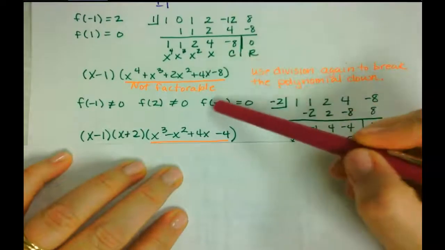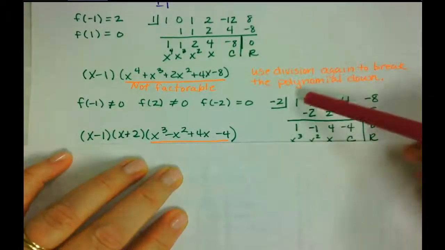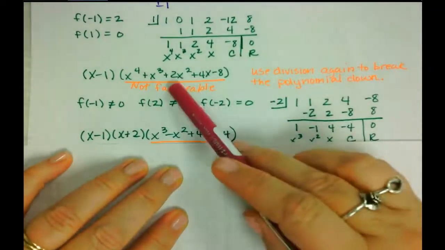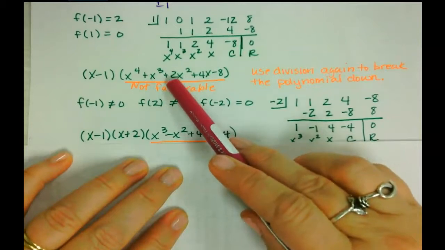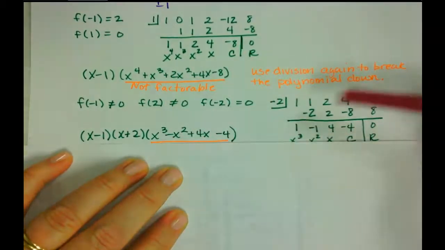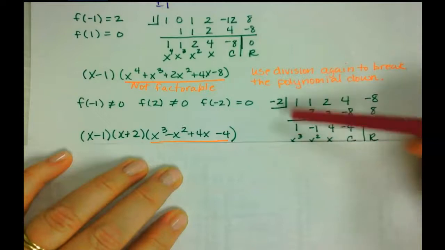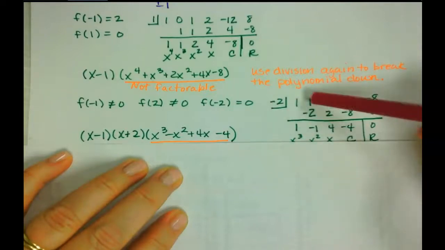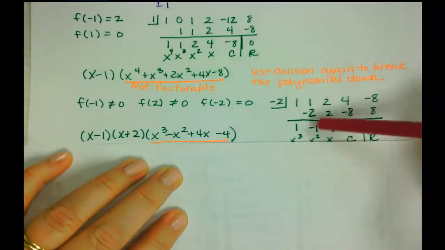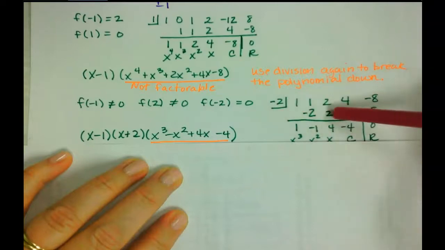So here we go. -2 goes right there. And then I wrote all the coefficients from here. There were no missing powers, so I don't have to put any zeros, and away we go. 1 drops down. -2 times 1 is -2. 1 and -2 is -1. -2 times -1 is +2.